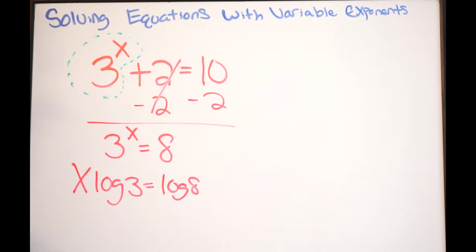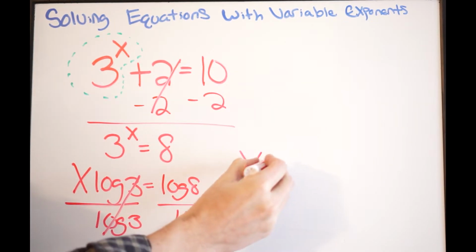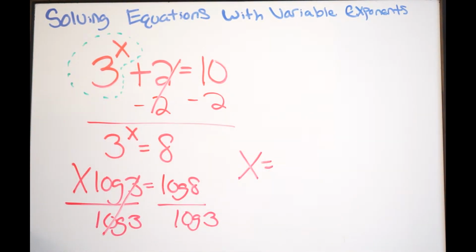You're almost done at this point, right? Again, you want to try to isolate x, so you're simply going to divide both sides now by log 3. This will cancel and you get x equals, so again, at this point you would take your calculator and plug this in. So you're going to do log 8 divided by log 3. So when you plug this into your calculator, you're going to get a decimal, you get 1.892, right? And it keeps going on.